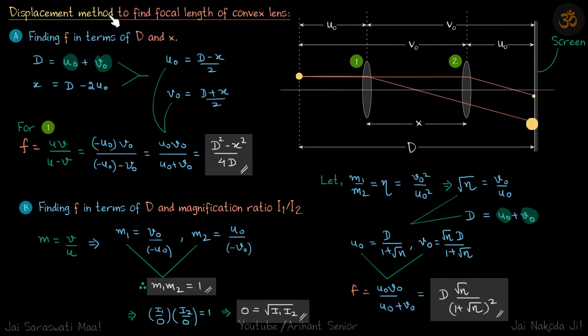Displacement method to find the focal length of a convex lens. So this is the setup where you have an object which is kept at a distance d from a screen. We know this d, and we don't move the object; it is fixed.